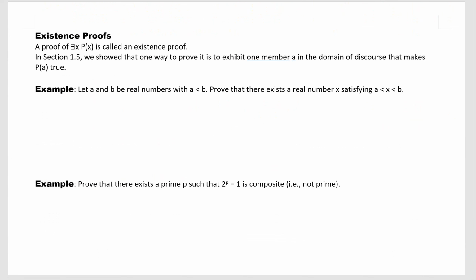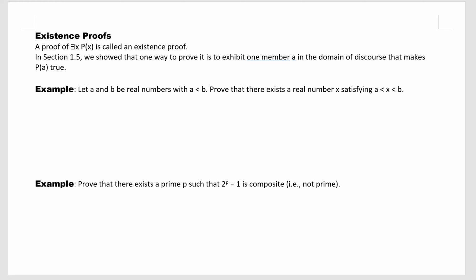existence proof. A proof for there exists x, P of x, is called an existence proof. In section 1.5, we showed that one way to prove it is to exhibit one member a in the domain of discourse that makes P of a true. So we just need to find an example to show it works. Let's look at this example.